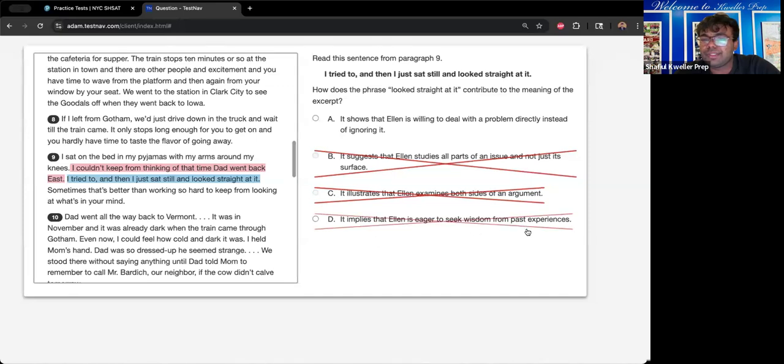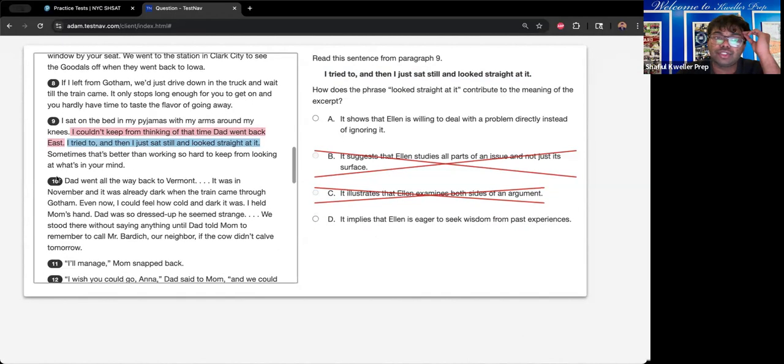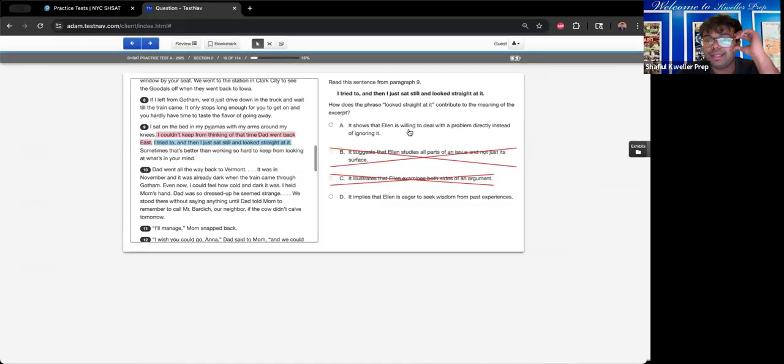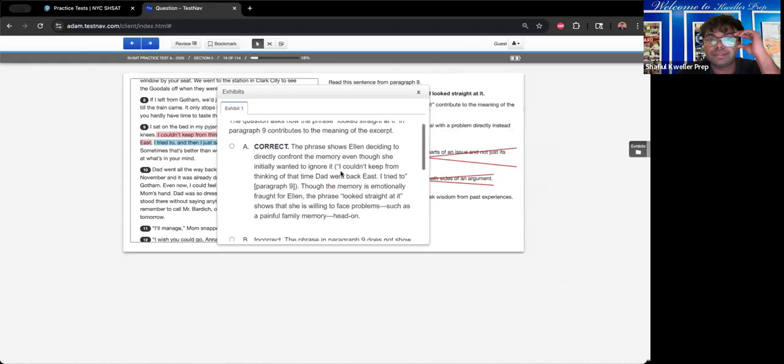I don't like the seeks wisdom part. There's nothing in this line here that says that she wants to seek wisdom from her experiences. Although this could be an idea that she is trying to do when she talks about when her dad left, that's not why the phrase "I looked straight at it" meant. So it's probably A, showed that she's willing to deal with the problem directly instead of ignoring it.